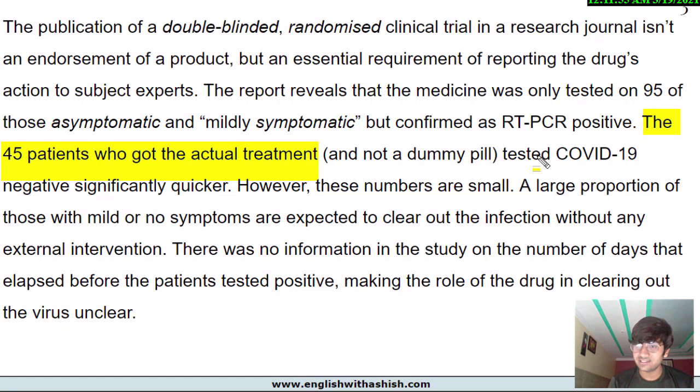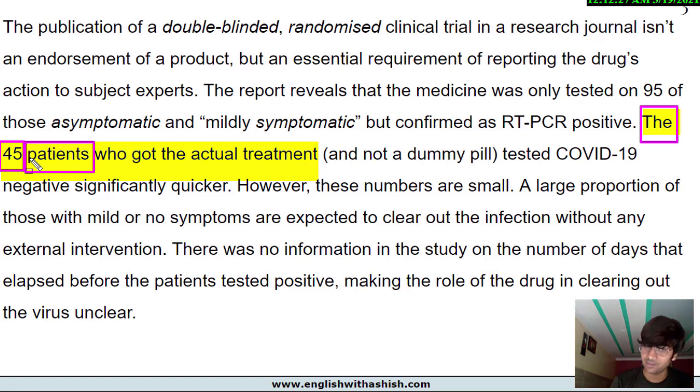Now let's analyze the subject. What do we have in here? The definite article, right? It will have a noun after it. The 45 patients, right? So again, 45, a number, modifier, patients. So the patients, talking about particular patients, 45 patients, right? So patients is the main subject, simple subject. It has two pre-modifiers, the and 45. The patients, 45 patients who got the actual treatment, right? Again, an adjective clause, which is also known as a relative clause, starts with the relative pronoun who, right?